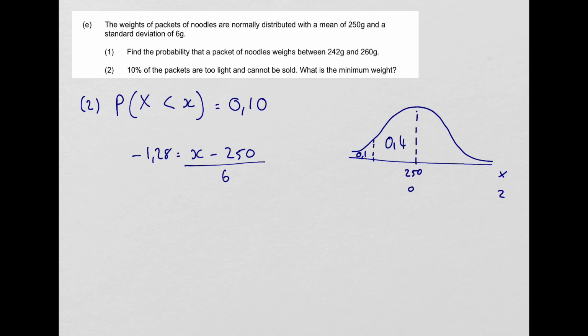Okay, and now we can solve for x. So x is 242,32 grams. Okay, so let's just interpret this for a minute. What this means is that we know the mean is 250 grams. That means that 10% of the entire group of packets of noodles are less than 242,32 grams. Okay, and those are the ones that are then too light.